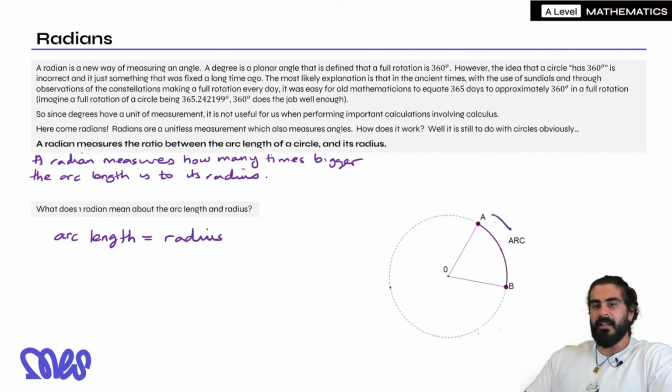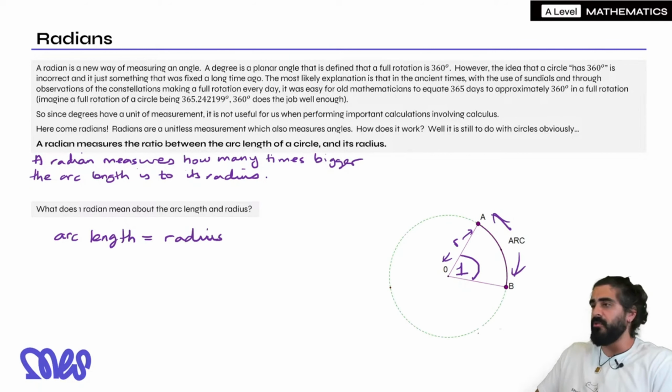So if this is your arc length, and this is your radius, if they are the same, this angle at the middle, we would just write 1. That's all. Nice and simple. So a radian tells you how many times bigger the arc length is compared to its radius. If the radius and arc length are the same, that must mean that the angle is 1.